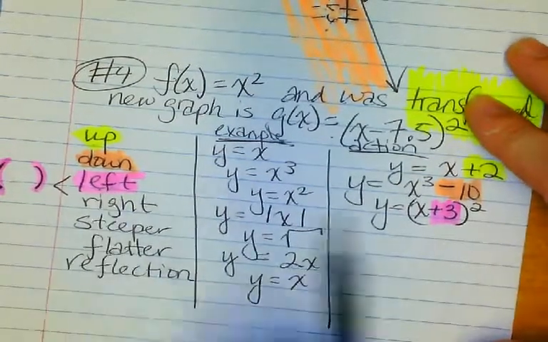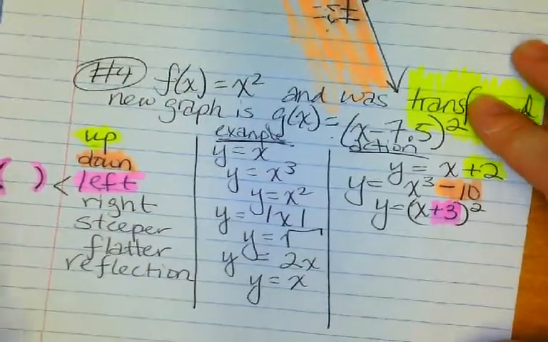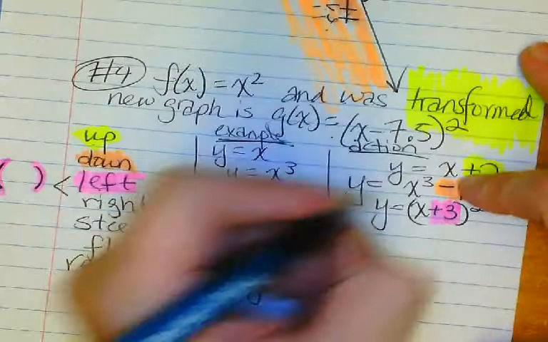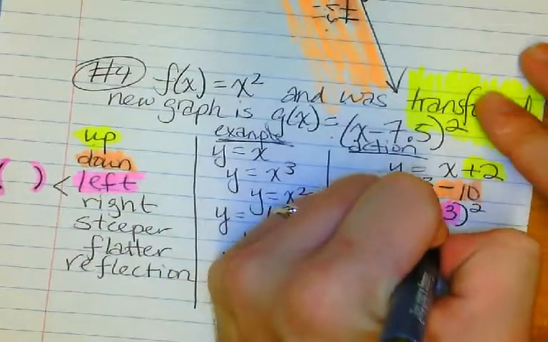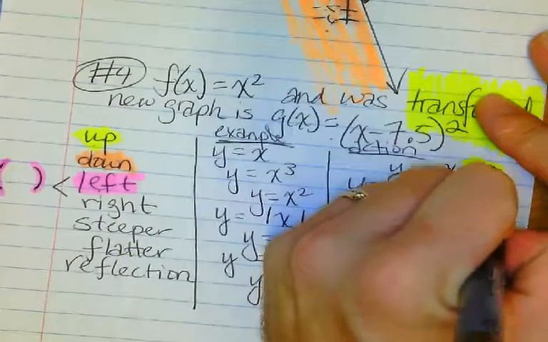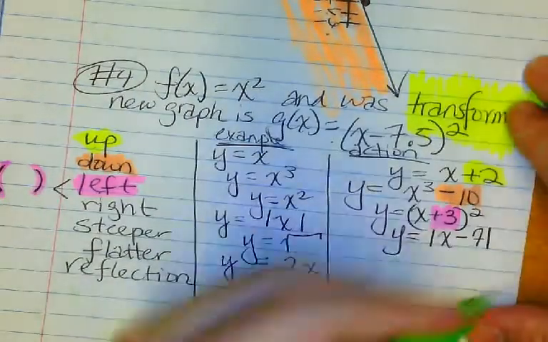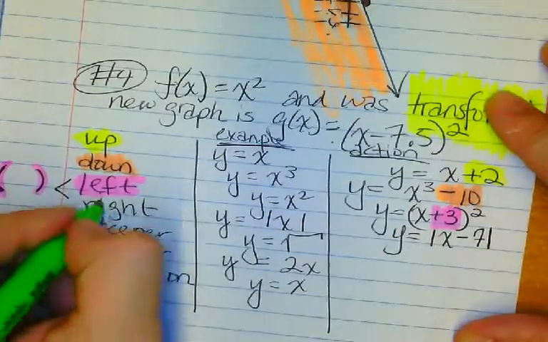So if left is a positive, Montre, what do you think right will be? Negative. A negative. Very good. That's exactly right. So we're going to do y equals the absolute value of x minus 7. Good, Montre. That's exactly right. This minus 7 here is you going to the right.